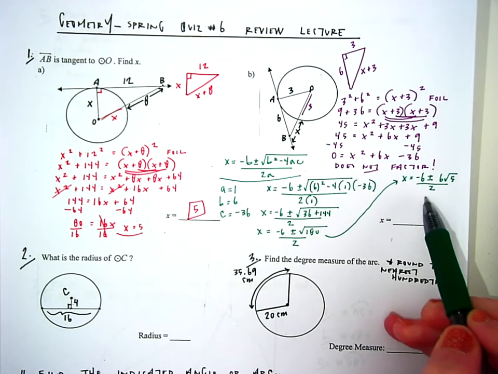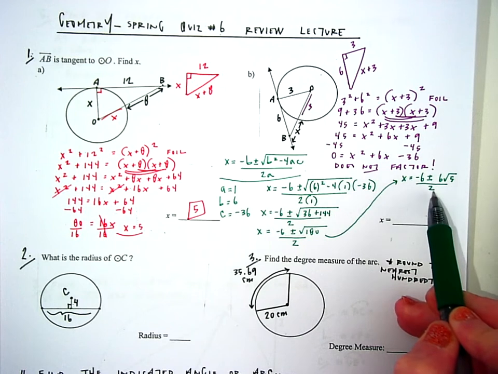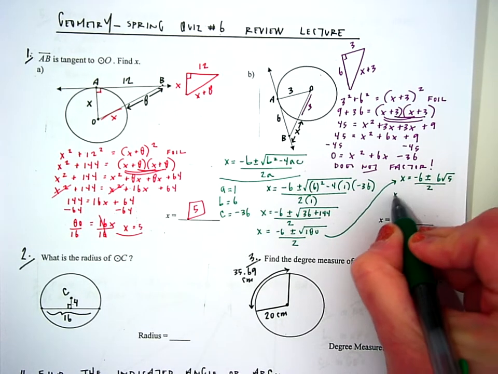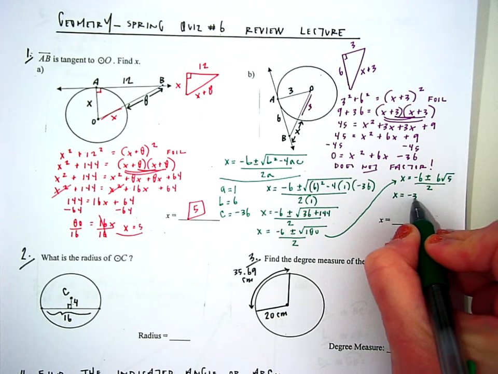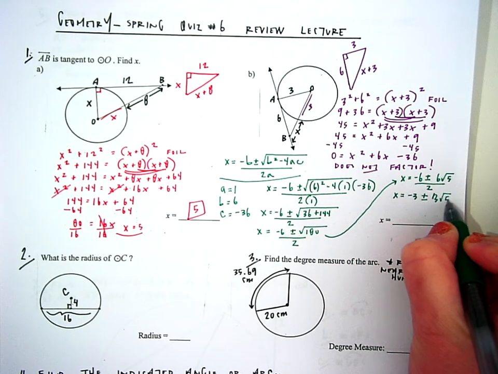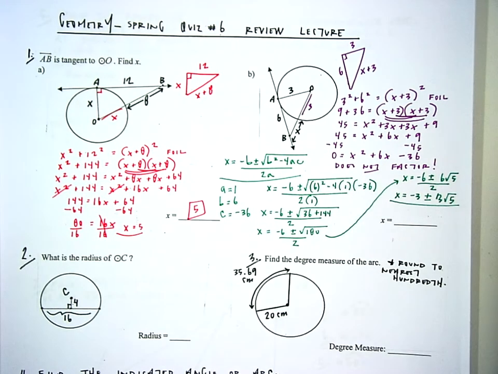And then I'm really looking to see, well, what are these three numbers? All three of them, all divisible by? They're all divisible by 2. So this cleans up even more to be negative 3 plus or minus 3 root 5. Okay, but that's giving me two answers. I have negative 3 plus 3 times the square root of 5, and I have negative 3 minus 3 times the square root of 5.